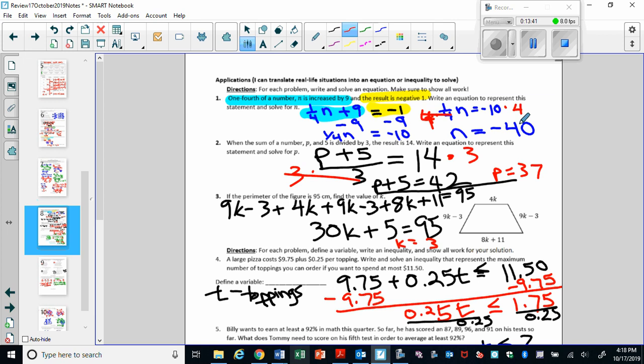2 and 3 we went over in class. Main thing is the setup, but once you get to the setup, then get rid of your denominator. So in this case, multiply both sides by 3. Number 3, perimeter. You have to add all your sides. So add all sides.